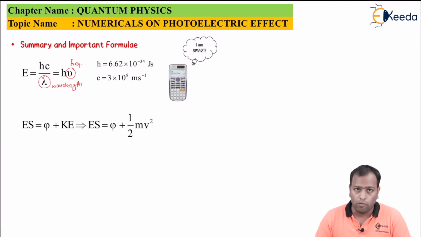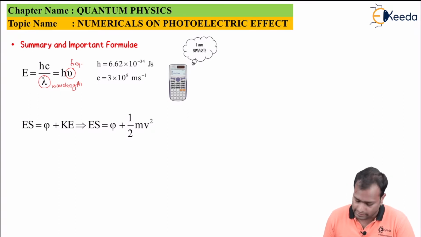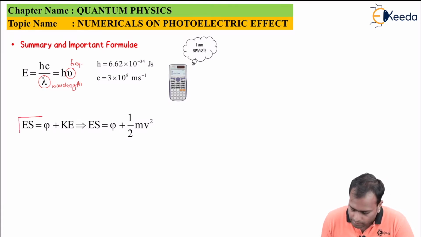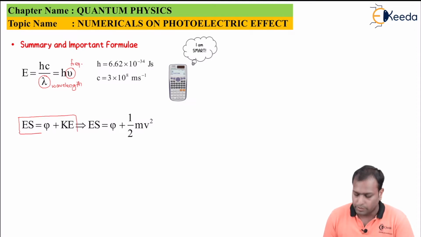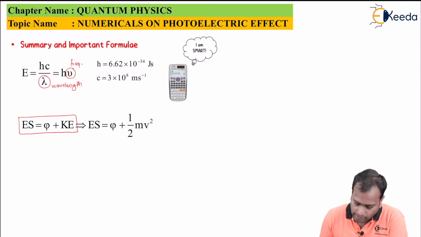Now, the overall crux of the entire photoelectric effect stands on this formula, which states that energy supplied equals work function plus kinetic energy. As we discussed already in the theory, the work function is the amount of energy that an electron will take to just come out of the surface before emission, and then the kinetic energy. You know that kinetic energy is nothing but half mv square. This is how you can relate your kinetic energy with velocity.